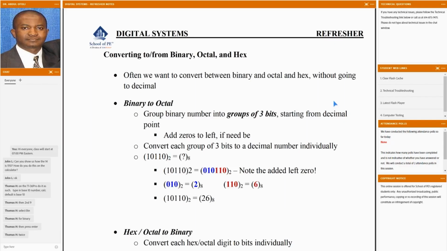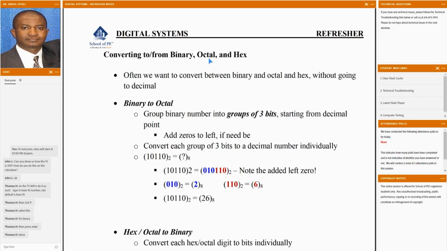Okay, converting from binary, octal, and hex. Why does this come in very handy? You can move between these three bases without going through the decimal. And that makes it very, very exciting, right?